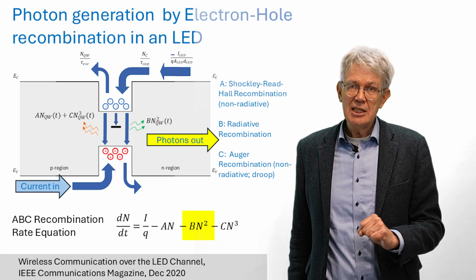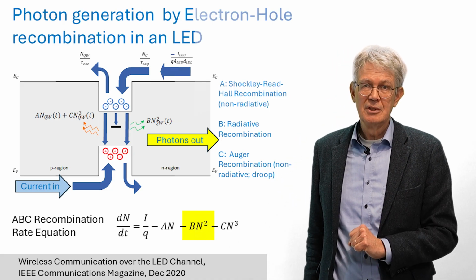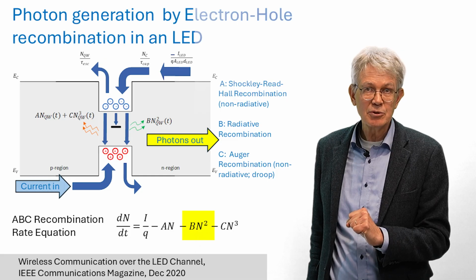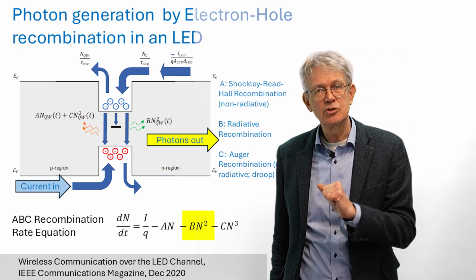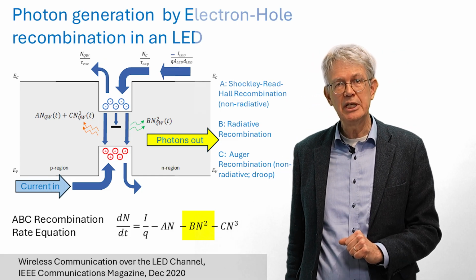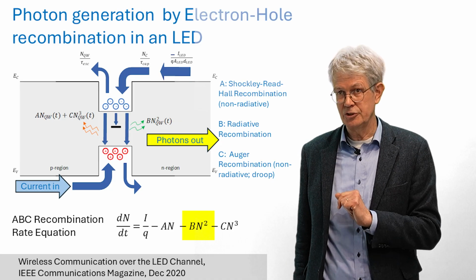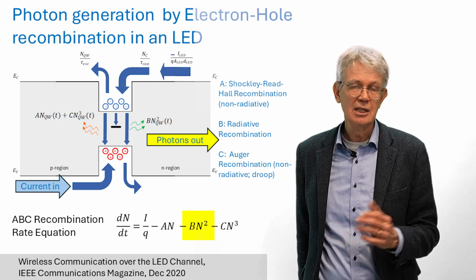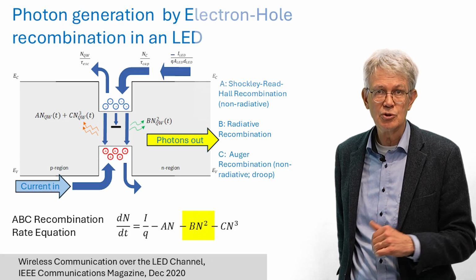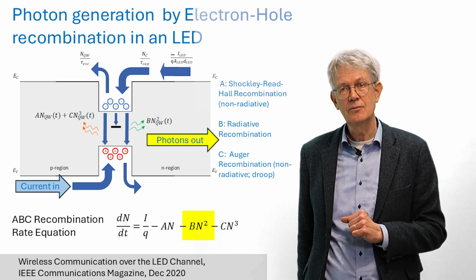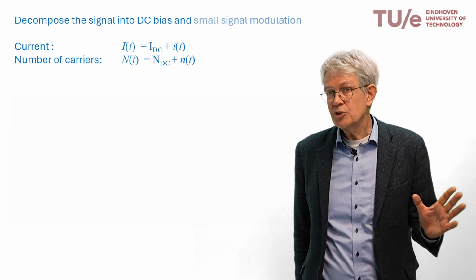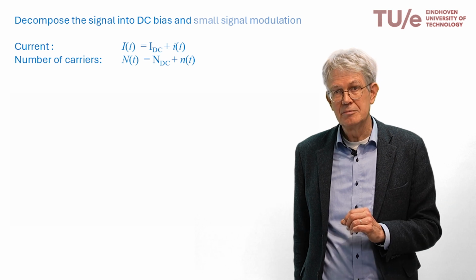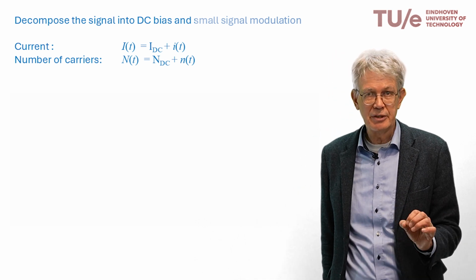If we drive the LED more and more, we put more and more holes and electrons in there, then the efficiency goes down. So the third term, the Auger recombination, the C term, is a loss term. And quite often engineers call that the droop of the LED, and it becomes particularly relevant if we go too far. This story is relevant for illumination. For communication it's a little bit more difficult.